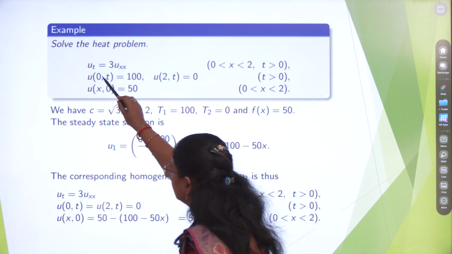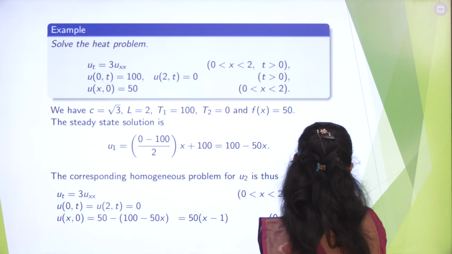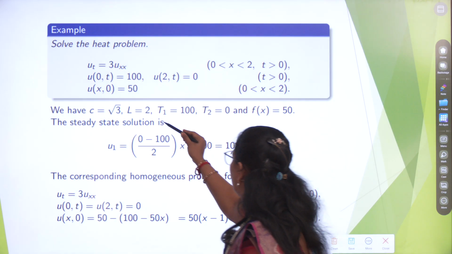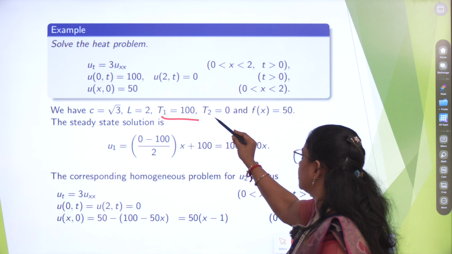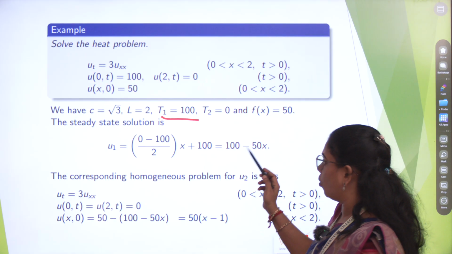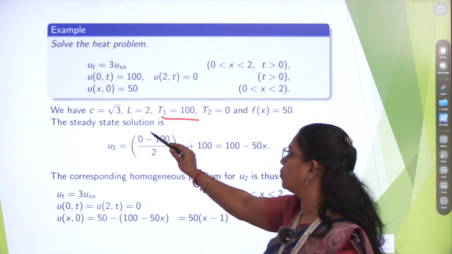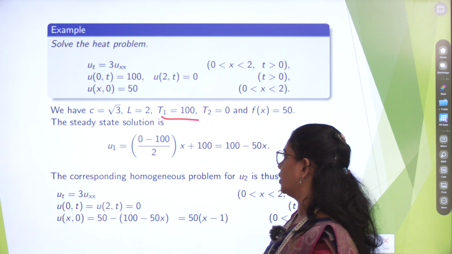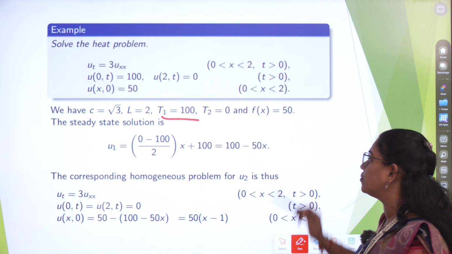The initial interval is 0 and T1 equal to 100. Next, the last interval is 2 and T2 equal to 0, and f of x, the function value, is 50. So all the values are given: c equal to root 3, L equal to 2, T1 equal to 100, T2 equal to 0, and the function f of x is equal to 50.